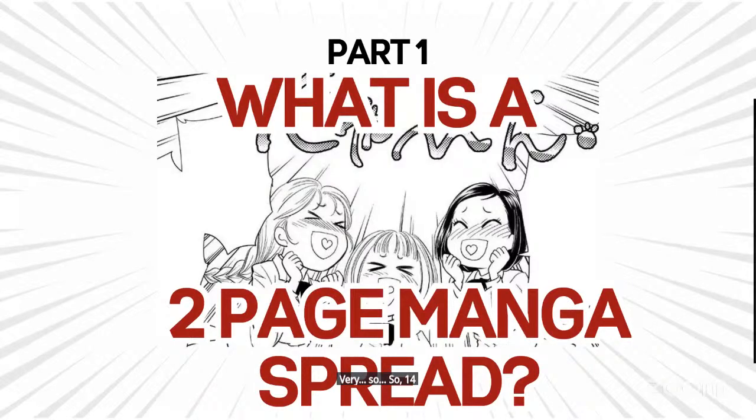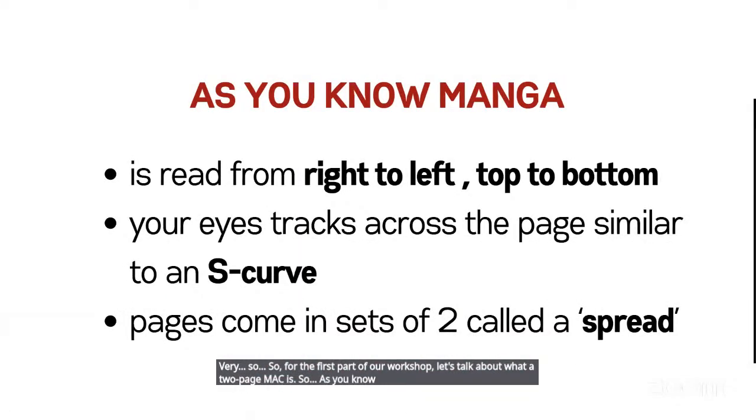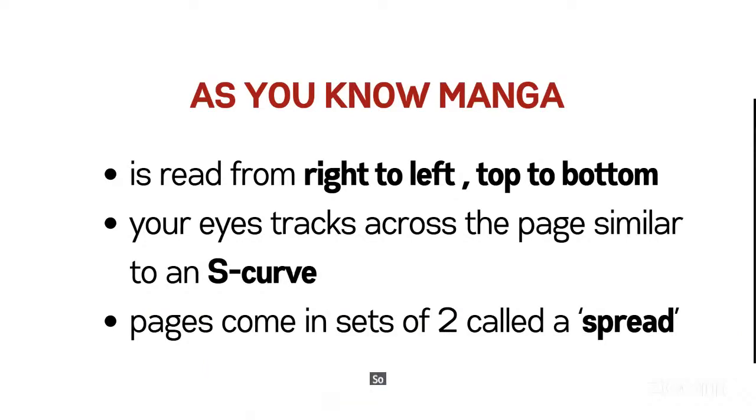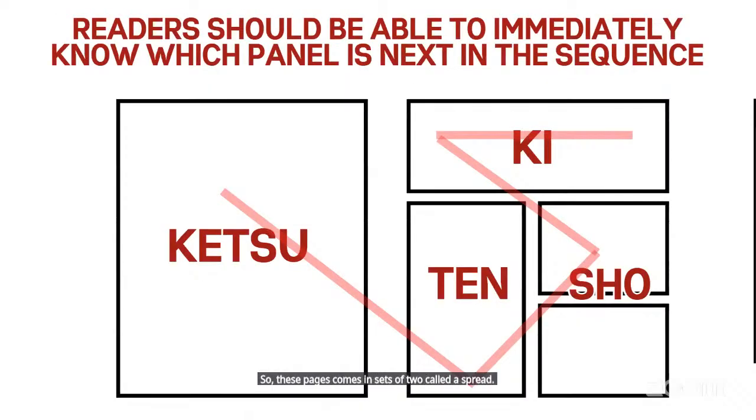So for the first part of our workshop, let's talk about what a two-page manga is. As you know, a manga is read from right to left, top to bottom, and your eyes track across the page similar to an S curve. These pages come in sets of two called a spread. Readers should be able to immediately know which panel is next in the sequence.